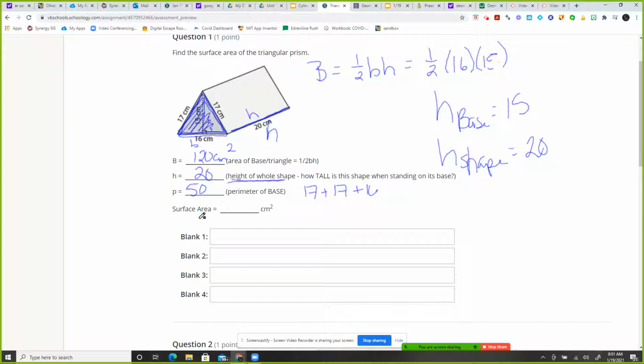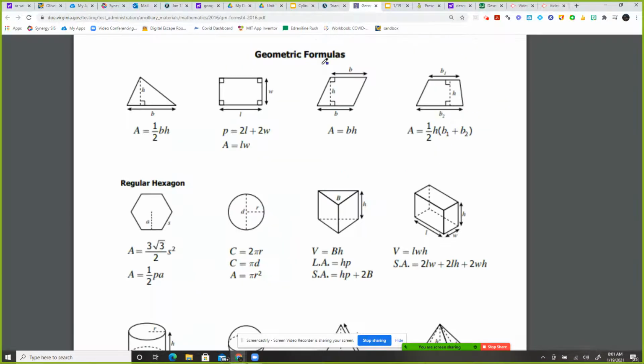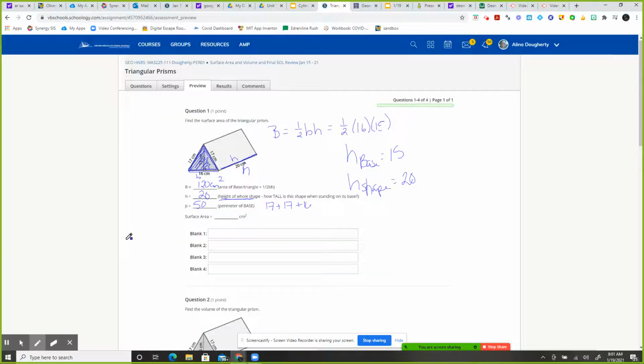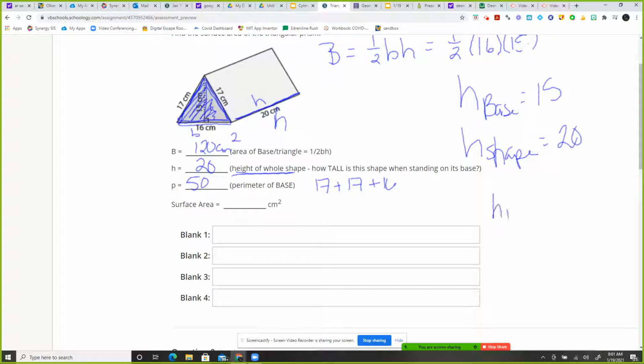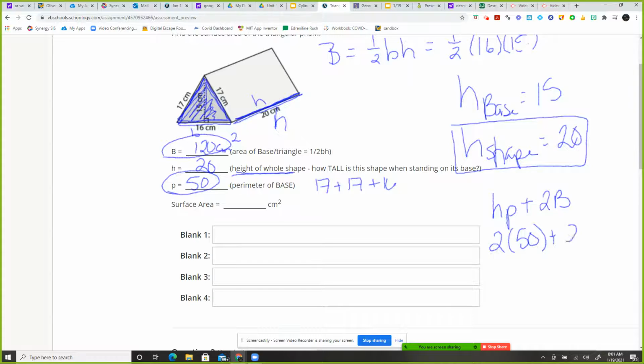So then I want to find the surface area of this whole shape. So I need to do the surface area, height times perimeter plus 2 bases. So the height times the perimeter, and that's going to be the shape height, not the base height, plus 2 bases. So my height is 20. My perimeter is 50. And the 2 bases are 2 times 120.